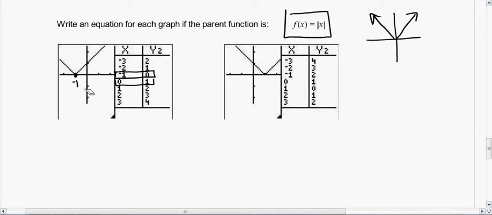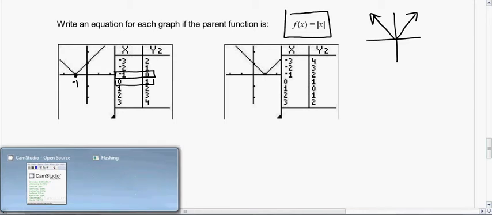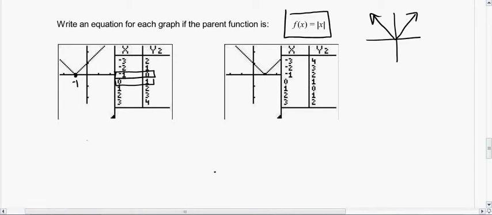To shift the parent function to the left 1, a horizontal shift, I would need to go inside the absolute value bars. And then I'd have to do the opposite of what I think. So instead of subtracting 1, I'm going to add 1 to the x. So here's my transformed function. F of x equals the absolute value of x plus 1. There it is.